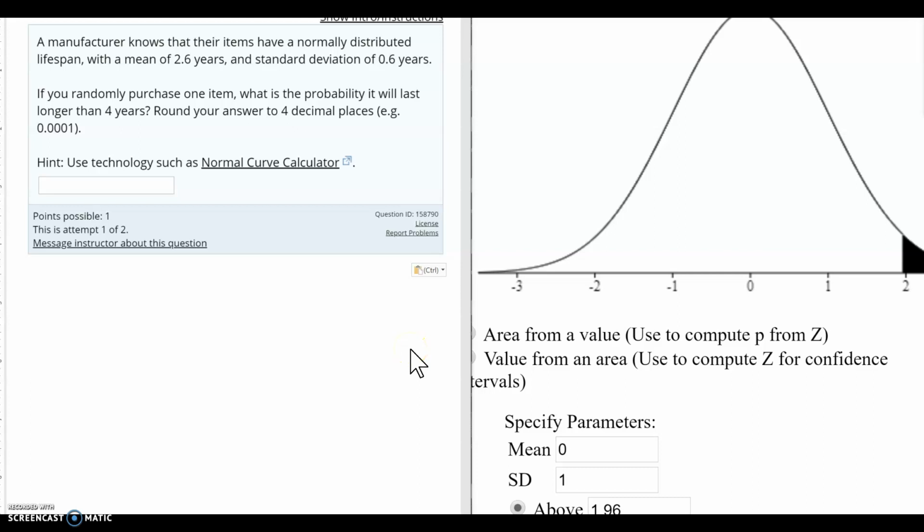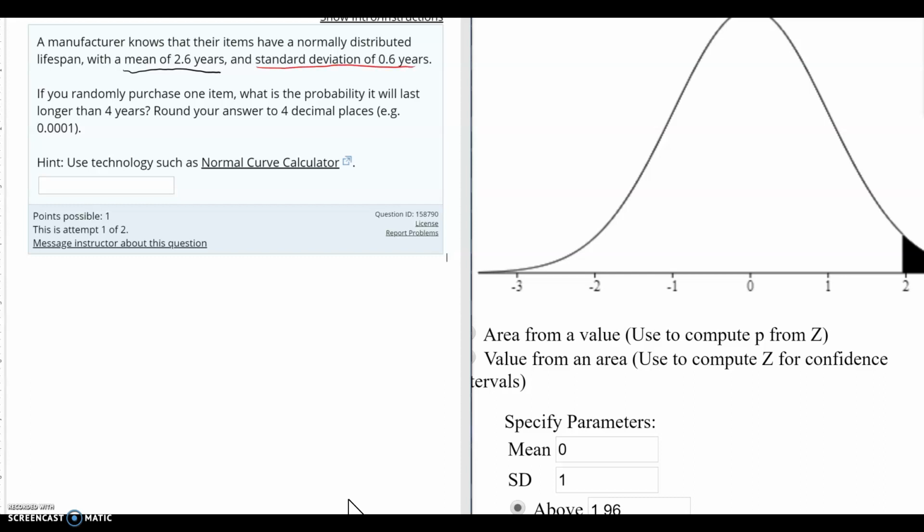For the remaining questions in the homework, now we're going to move from a standard normal distribution to just normally distributed. So that means we have to look for the mean and standard deviation in the problem. It is no longer guaranteed to be 0 and 1. So here are some numbers that I'm going to need. Mean, 2.6 years. Standard deviation, 0.6.